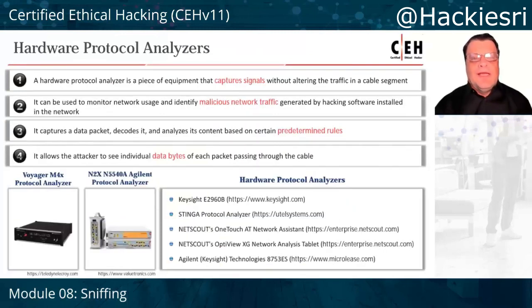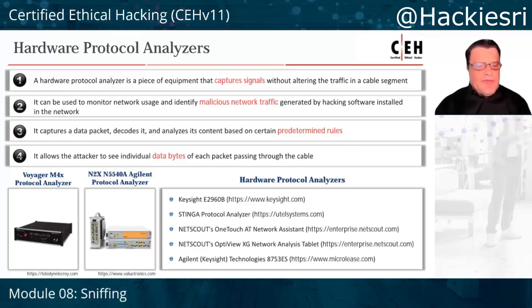Hardware protocol analyzers. A hardware protocol analyzer is a piece of equipment that captures signals without altering traffic in a cable segment. It can be used to monitor network usage and identify malicious network traffic generated by hacking software installed in the network. It captures a data packet, decodes it, and analyzes its content based on certain predetermined rules. It allows the attacker to see individual data bytes of each packet passing through that cable.